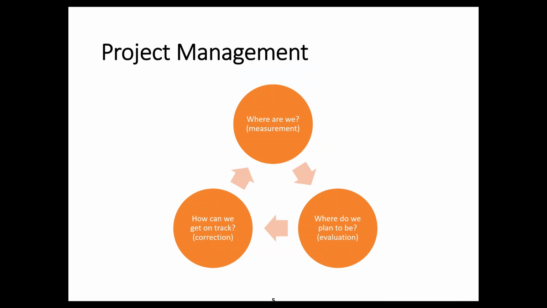I think one of the key elements for success for mobile learning is project management. When I think of project management, I think of three key elements. First of all is where are we, and that's the measurement component. Where do we plan to be, and that's the evaluation component. And then how can we get on track? In developing mobile learning projects, I always try to keep that in mind.